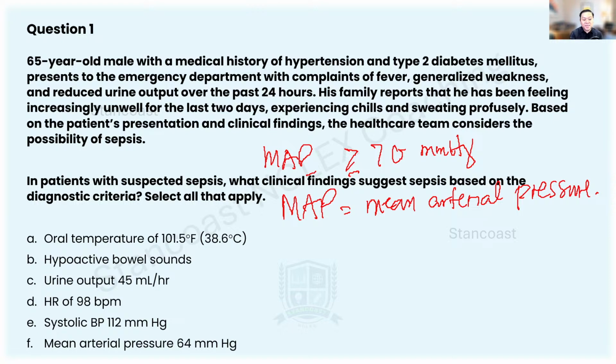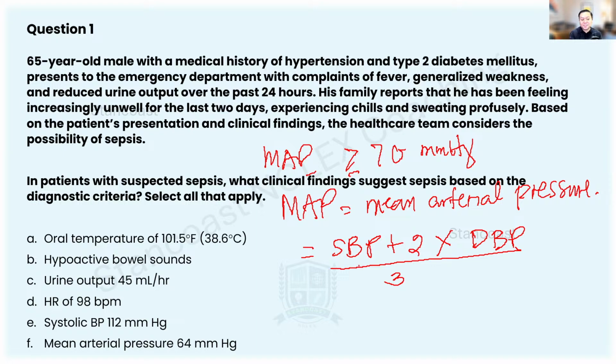The MAP is calculated based on the systolic blood pressure, and we're going to add 2 times the diastolic blood pressure, and then we are going to divide that by 3. Again, the mean arterial pressure formula is: systolic blood pressure, plus you multiply the diastolic blood pressure by 2 first, and then you divide it by 3.